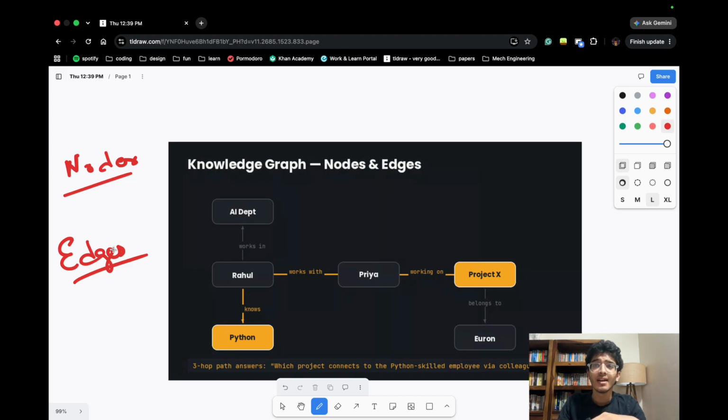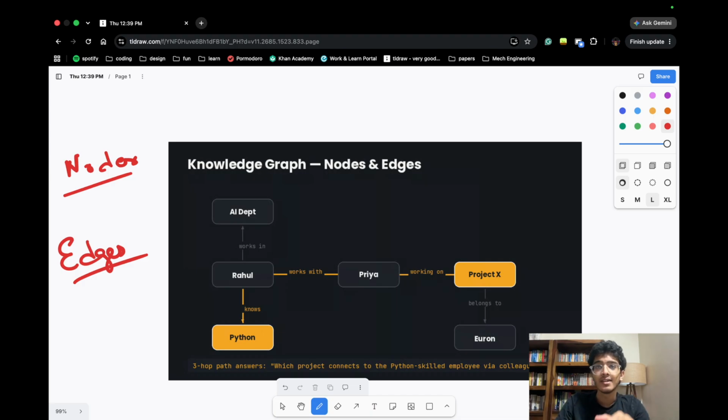This matters because edges are labeled. So not just Rahul connects to Python, but specifically Rahul knows Python. Priya works with Rahul. The verb is stored, not just the fact that the connection exists. So if we talk about multi-hop relationships and graph traversal, now here's the part that changes everything.